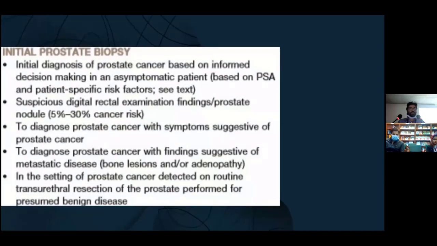initial diagnosis of prostate cancer based on informed decision making in an asymptomatic patient based on PSA and specific patient risk factors. Suspicious DRE findings to diagnose prostate cancer, with symptoms suggesting the cancer, to diagnose prostate cancer with findings suggestive of metastatic disease, or in the settings of prostate cancer detected on routine transurethral resection of the prostate.